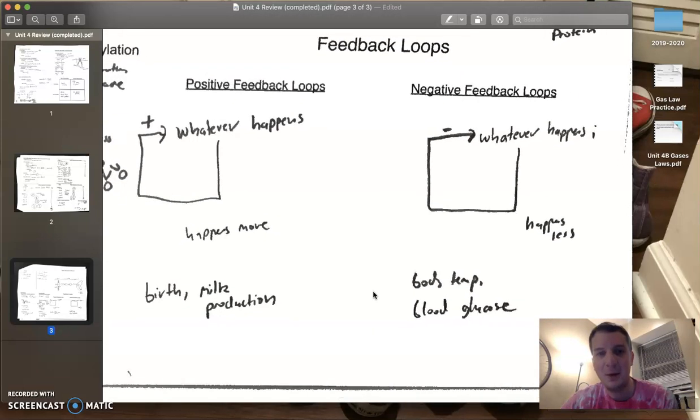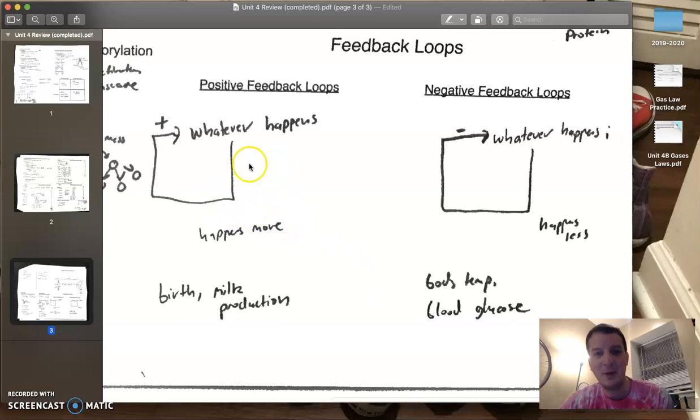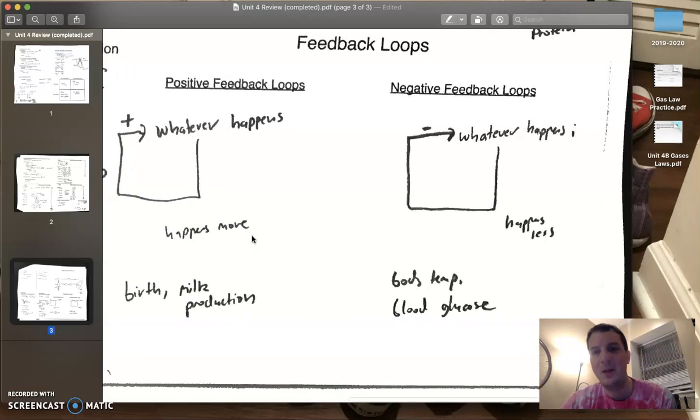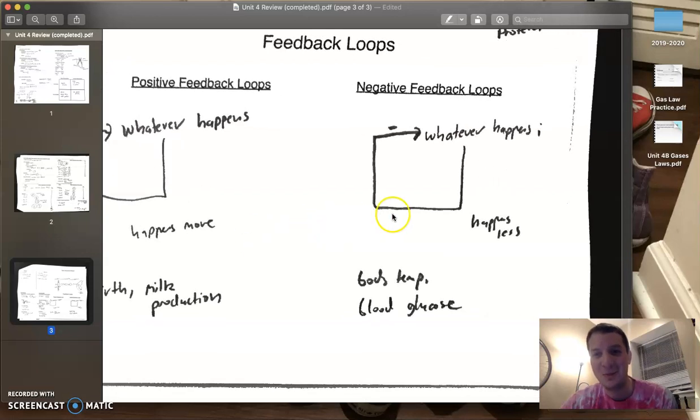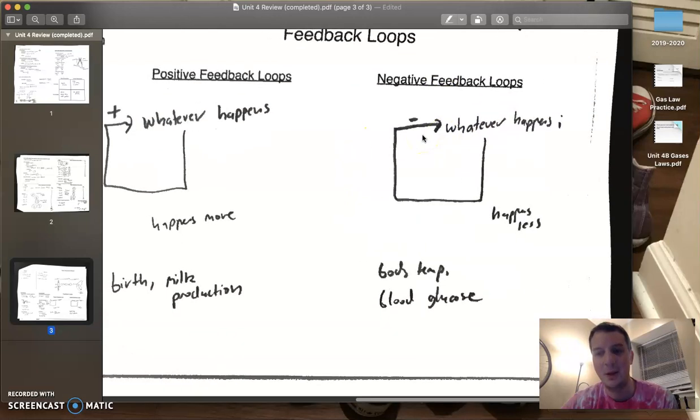Last thing is feedback loops. So again, positive feedback loops. Whatever happens is going to happen more. So we talked about things like birth contractions or milk production. And then negative feedback loops is whatever happens less. So the stimulation causes it to go the other way. So things like maintaining your body temperature, your blood glucose. If your blood glucose increases, eventually your body's going to cause it to decrease to try and maintain balance.